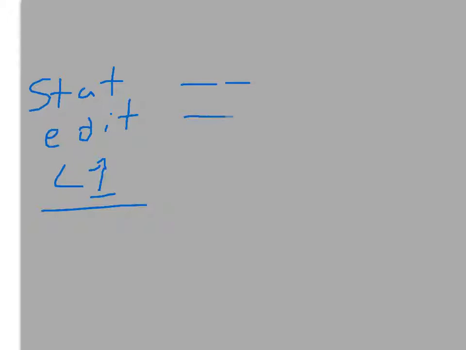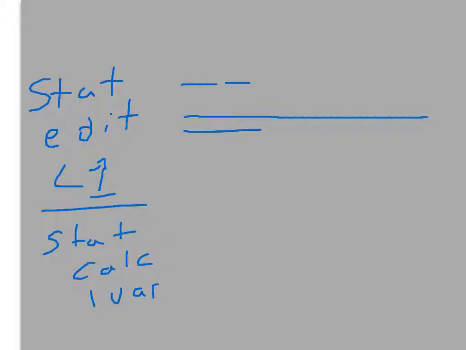What we're going to do is go to Stat, and then go to Edit, and we're going to clear out that list and put everything in List 1. If we put all of these data points right here into List 1, we'll go back to Stat, go to Calculate, and calculate one variable statistics.